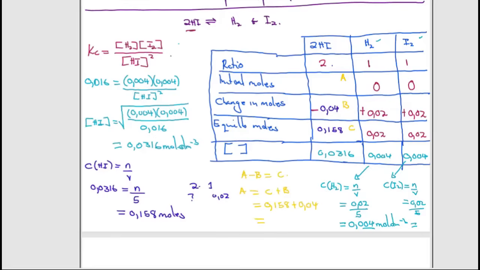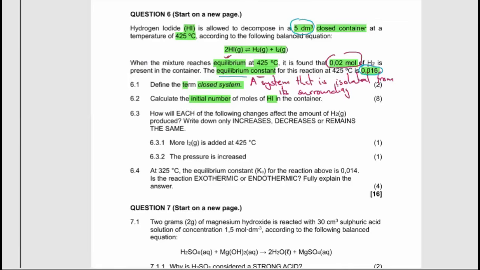So my final answer there, if I add, I'm getting a value of what? Let me just quickly do the maths there. 0,04 plus 0,158. So I'm going to get 0,198, right? So my answer there is 0,198. So the moles that I actually started with is 0,198 moles. So that's how we attempt that question for 6.3, then we proceed.